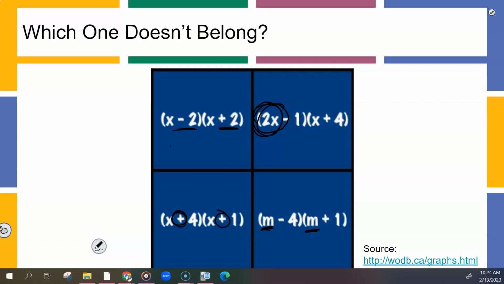If we were to multiply this out, what happens? X times x gives us x squared. X times 2 gives us 2x. Negative 2 times x gives us negative 2x. And negative 2 times positive 2 is a negative 4. What happens with that one?